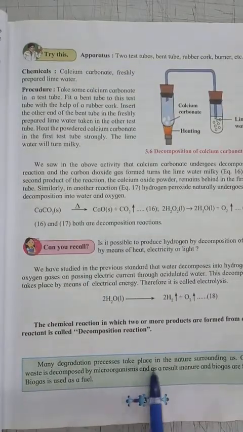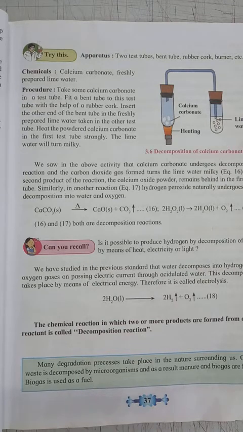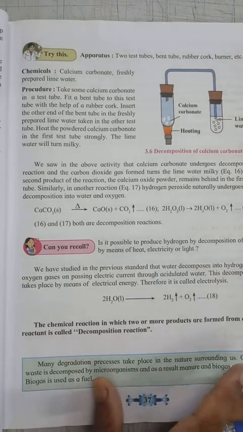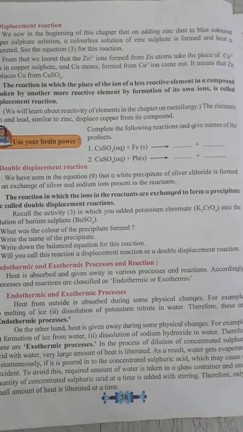Many degradation processes take place in nature, in the surroundings around us. Organic waste is decomposed by some microorganisms. As a result, manure and biogas are formed. This biogas is used as fuel. This is also a decomposition reaction. Next reaction is the displacement reaction. The third type of reaction is displacement reaction.